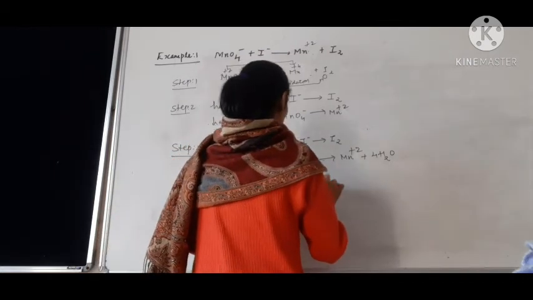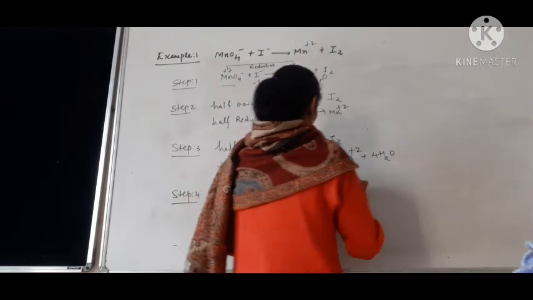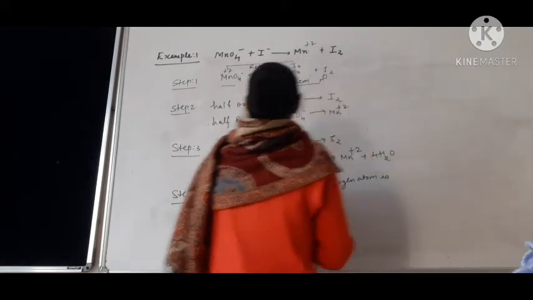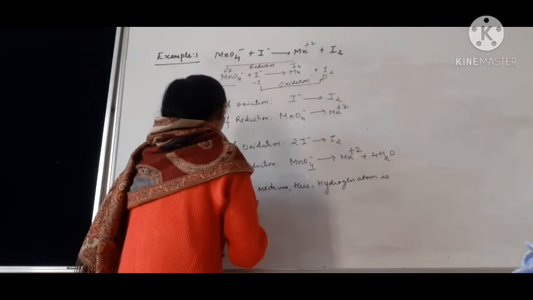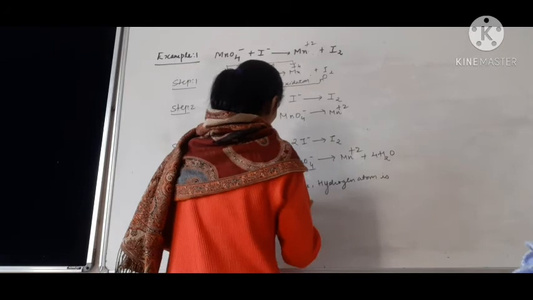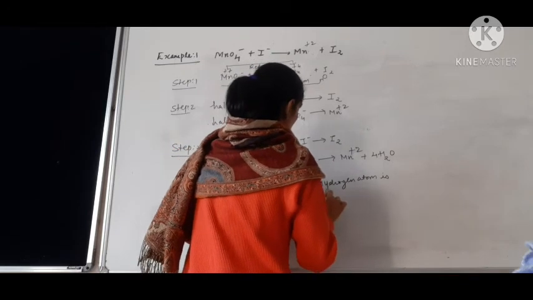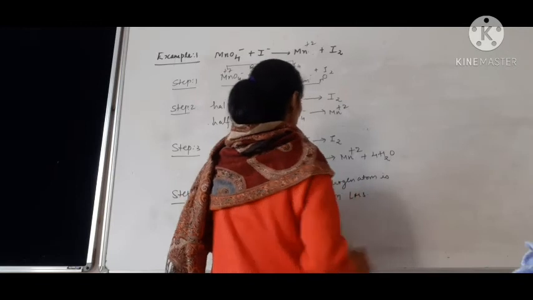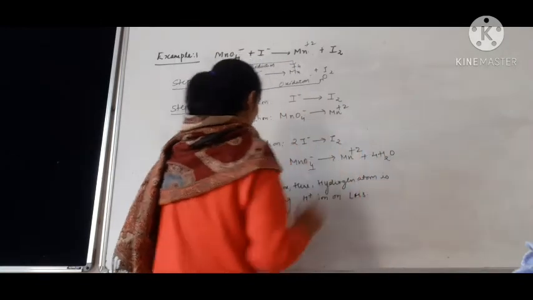Here the hydrogen atom is balanced by adding H plus ion on the left hand side. So here we have 4 to 8.